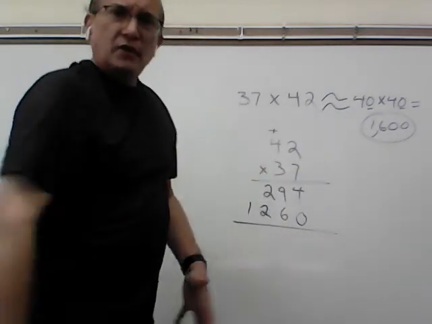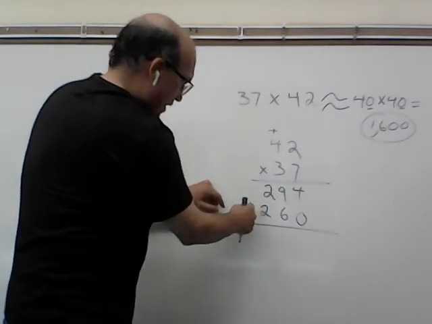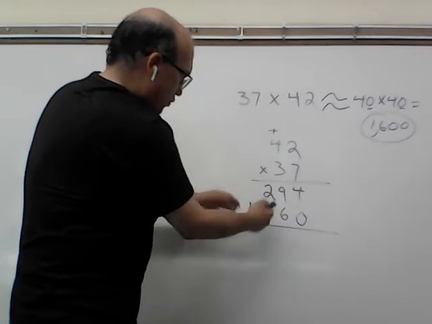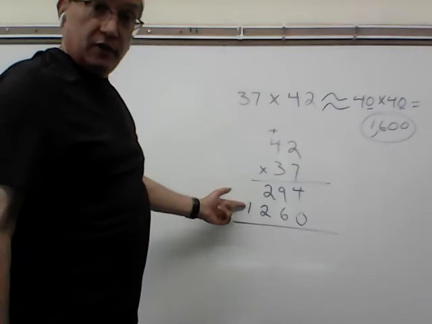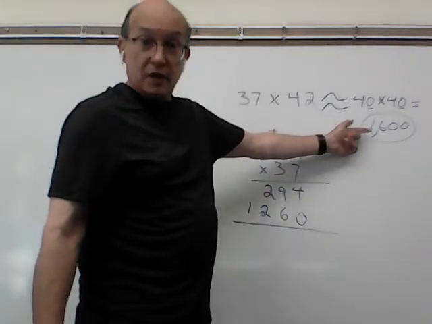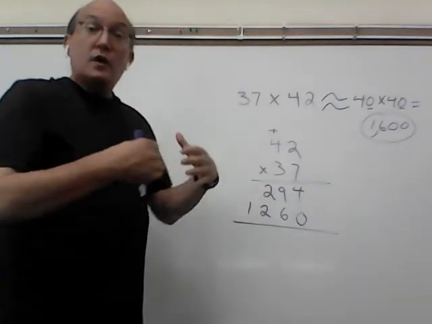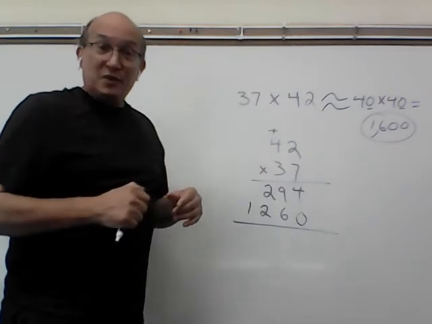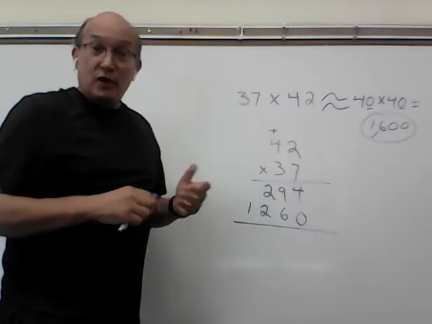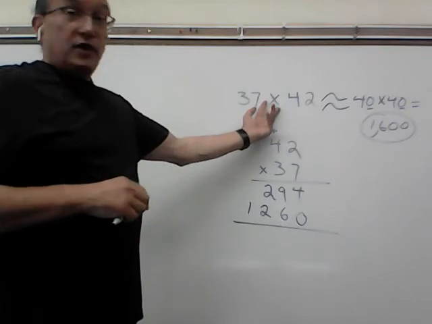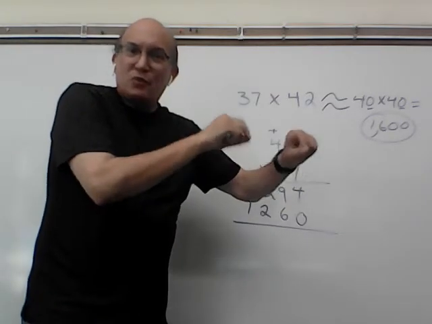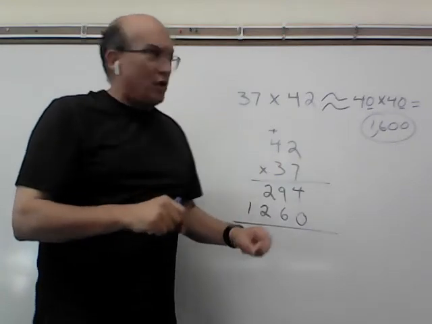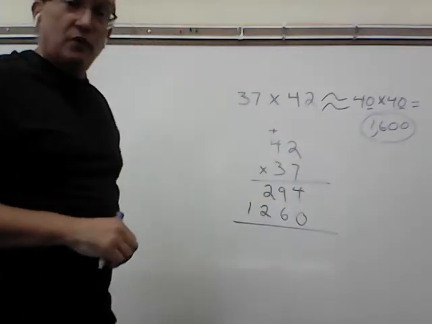Notice everything belongs in a column. Don't try to squeeze that 1 here with the 2. It has to go into a new column, the thousands place. Well, we know the answer is going to be near 1,600, so we know that the product of these two numbers is going to be more than 1,000. By the way, I just used the word product. When you multiply two numbers together, the result is called a product. The product of 37 and 42 is what we're finding.